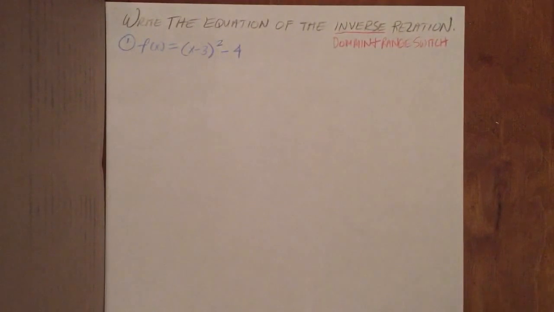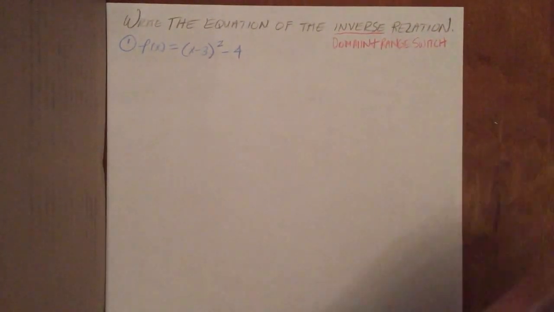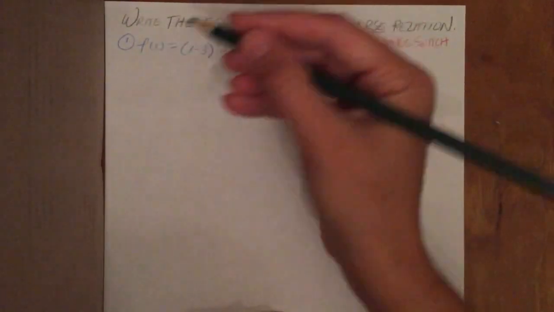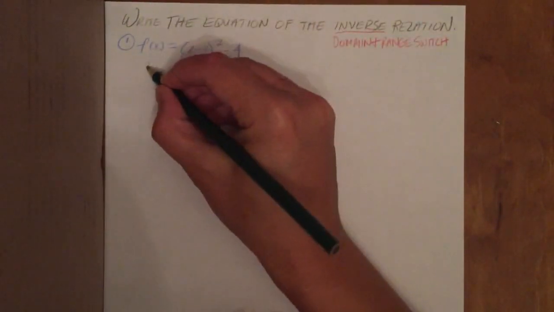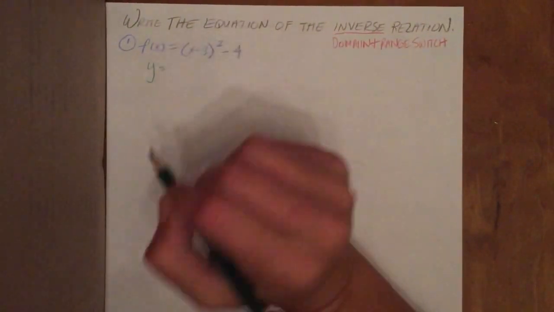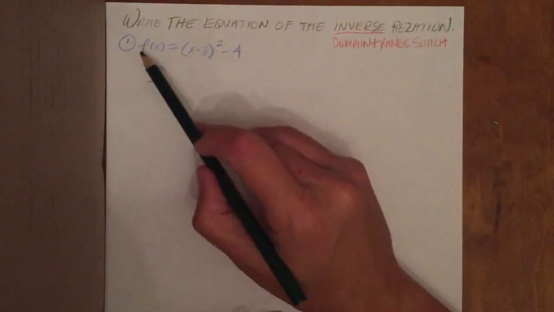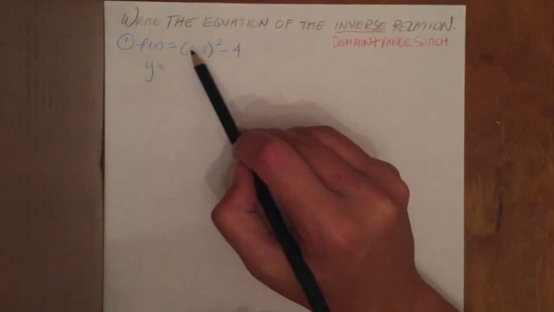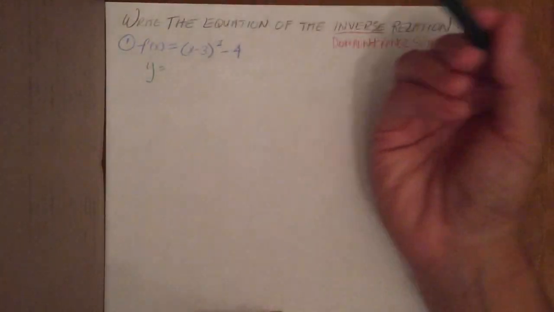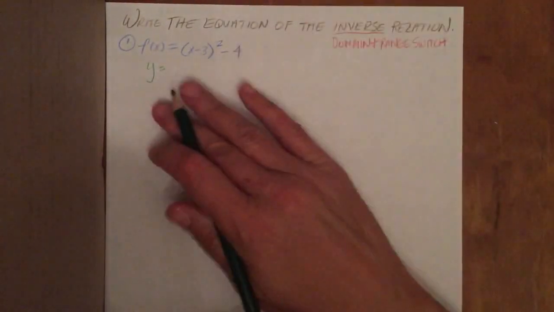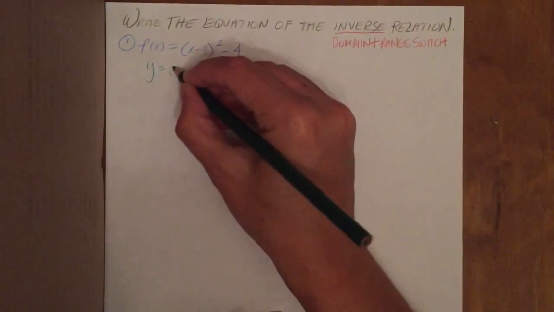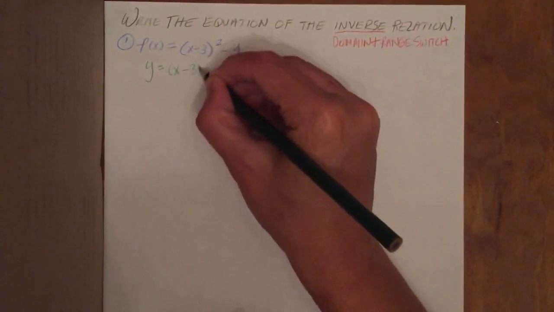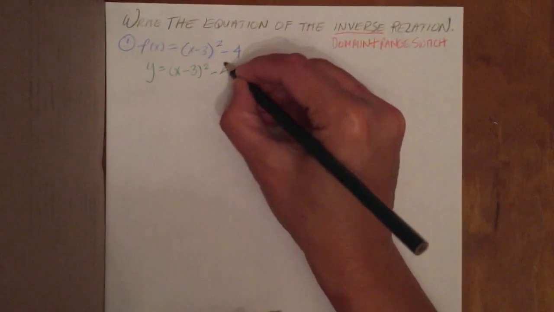So what we're going to do first is we are going to replace f of x with y. It's the same thing. Y is f of x. The reason we write f of x is because we're indicating that it is a function of x. Y is your dependent variable. It depends on x. It is a function of x. So that's why we can use the two different representations. So I'm going to write y equals (x minus 3) squared minus 4.